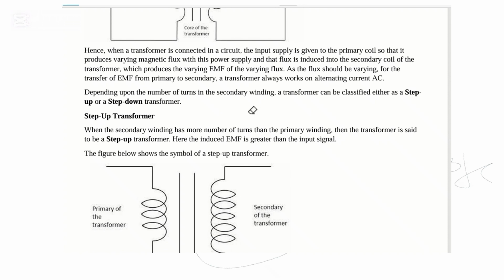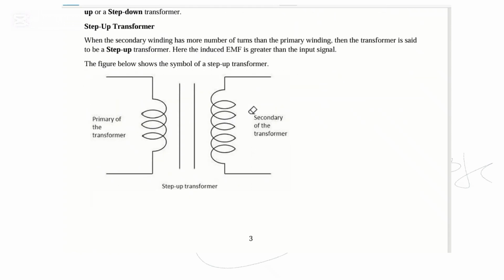So let's start with number one, step up transformer. When the secondary winding has more turns than the primary winding, then the transformer is said to be a step up transformer. Here the induced EMF is greater than the input EMF. The figure below shows the symbol of a step up transformer. So when you are in a scenario whereby the secondary windings is more, you see the number of turns, these are the number of turns.